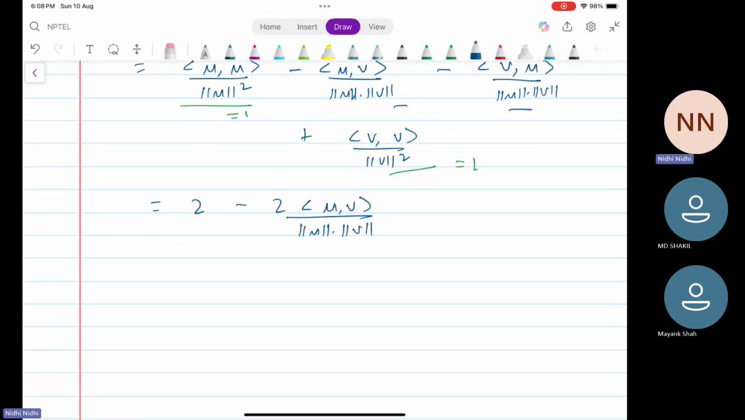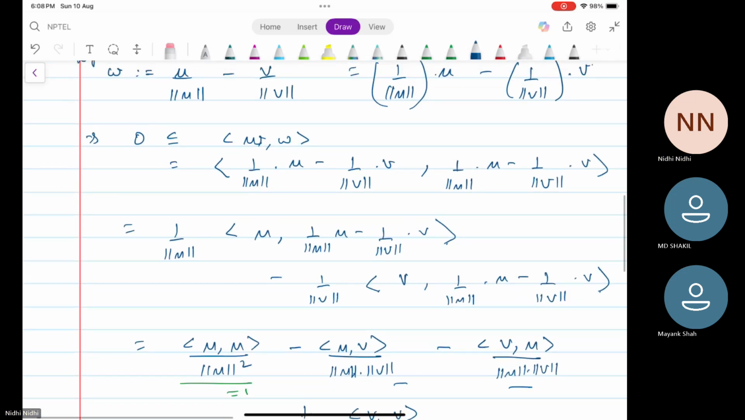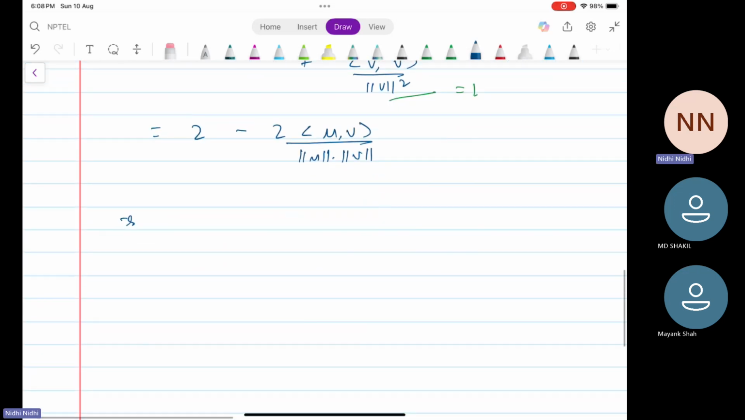So from here we get this. Now, since this was greater than or equal to 0, from here we get 2 is greater than or equal to 2 times the inner product of u, v by norm u norm v.